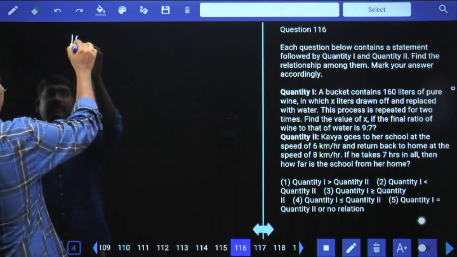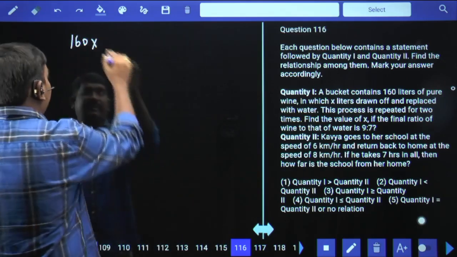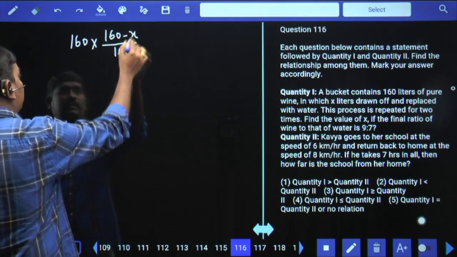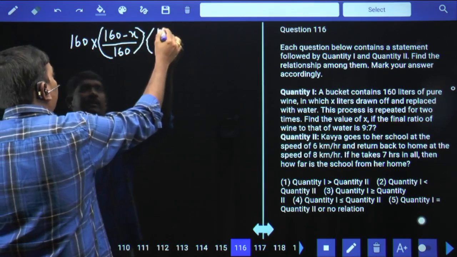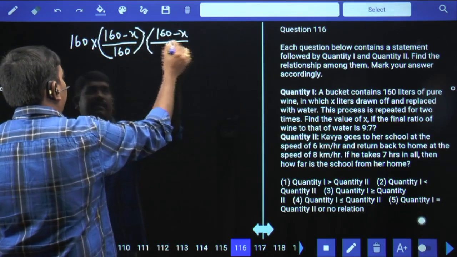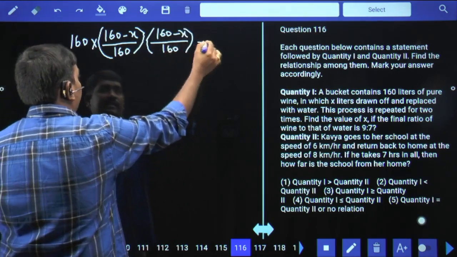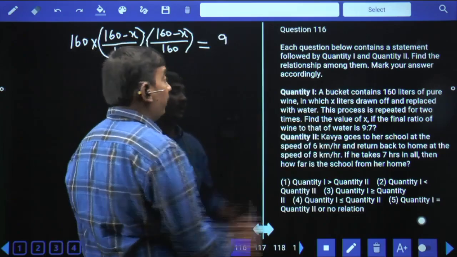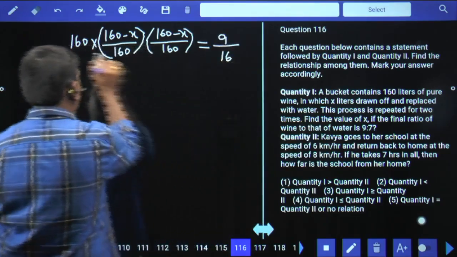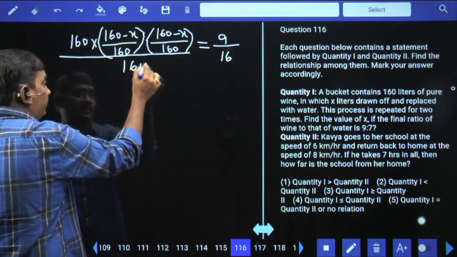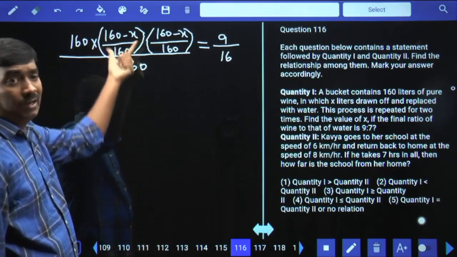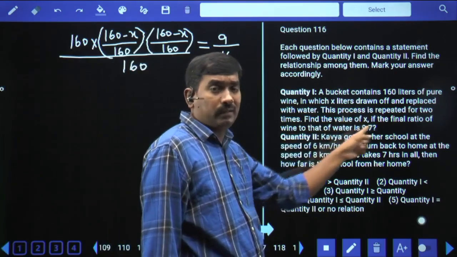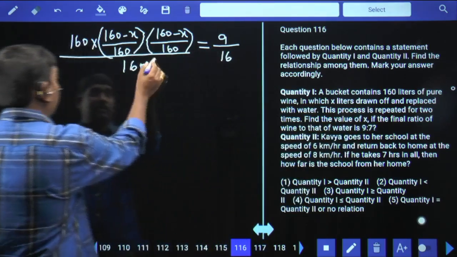Initially 160 liters. From this, X liters is drawn off. So the remaining is 160 minus X out of 160. This is the first time, and the second time also 160 minus X by 160. This is the remaining wine quantity by total quantity: remaining wine 9 parts, total quantity 9 plus 7, 16 parts.